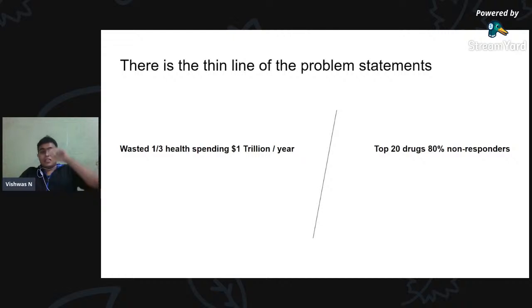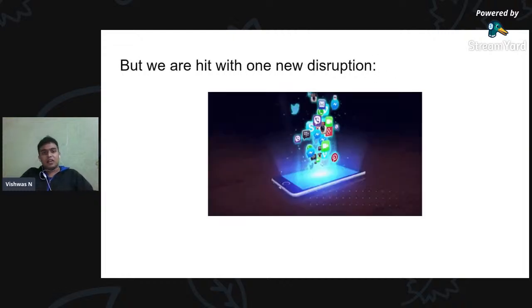At the end of the day, it's just that one thing which is actually making you spend that amount of money. It's not 1 trillion as a person spending per year, it's the entire population which we are thinking about. Top 20 drugs are 80% non-responsive, which is basically 80% of the people will not be able to respond to the drug which is being administered to the patient.